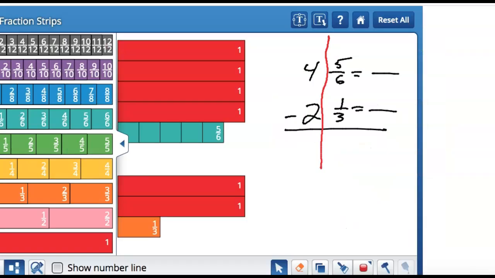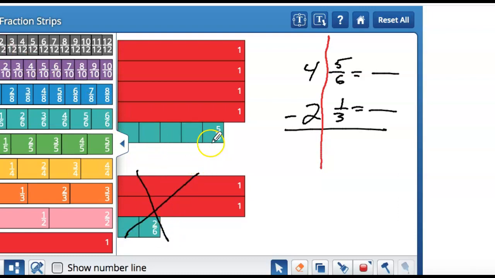All right. Okay, in the first example, I have 4 and 5/6 minus 2 and 1/3. So I would have to convert these to thirds and see how many sixths that is. So I know that 1/3 equals 2/6. So let me ask you a question. Do I have enough sixths to take 2 of them away? So could I take 2 of them away? Sure.